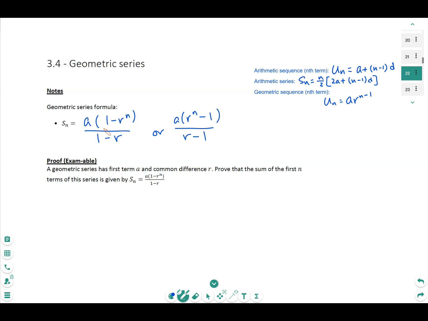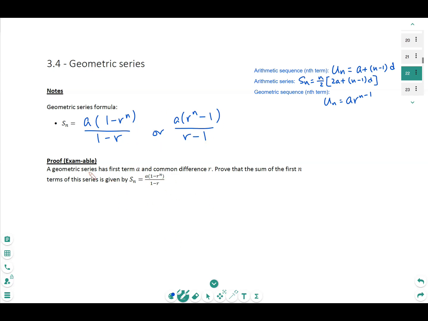I might just use both of them, because my brain sometimes does 1 minus r, and sometimes my brain does r to the power of n minus 1. I can't help it, just a weird brain. The reason why you can swap them around is because if you multiply top and bottom by -1, then you simply change the sign inside the brackets, up and down. So that's why it works.